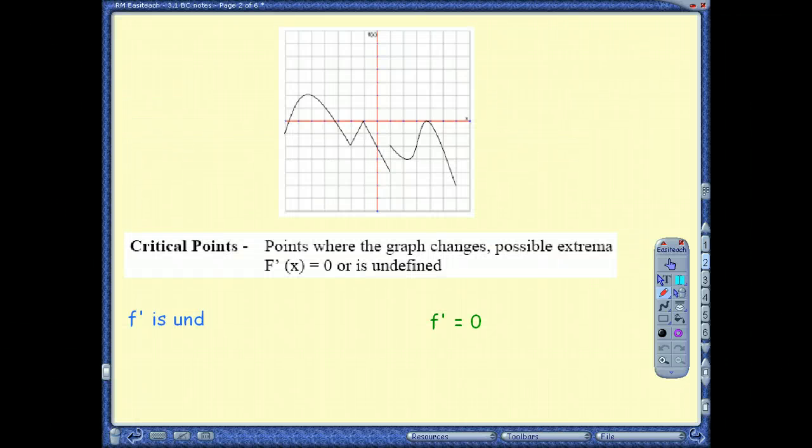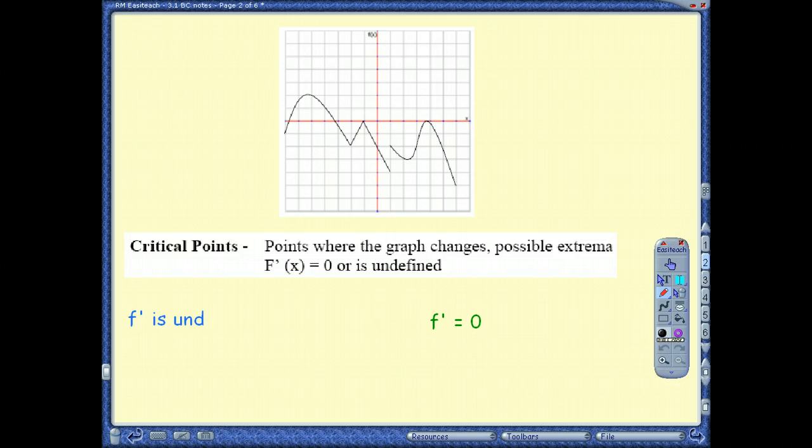Looking at this little example here, this is a pretty healthy looking equation. You can see that there are high points, low points, high points, low points, etc. When we look at this, we're going to be checking for critical points. Critical points are where the graph changes, where there are possible extrema.